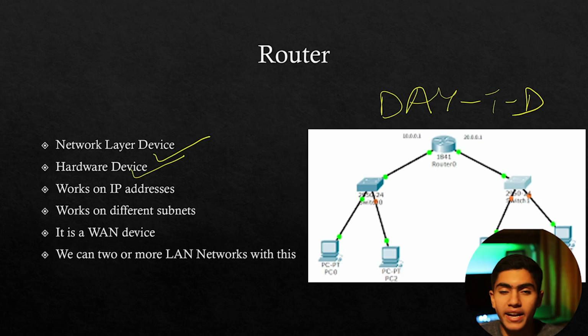Network layer, again, from the OSI model. It's a hardware device, not software, so we have to use it physically. Then it works on IP addresses. So we learned that a switch works on MAC addresses, and a router works on IP addresses. An IP address is basically another address of the computer on a network. MAC addresses are physically burnt in, while an IP address can be changed and is assigned to a machine, a laptop or a PC, via the network.